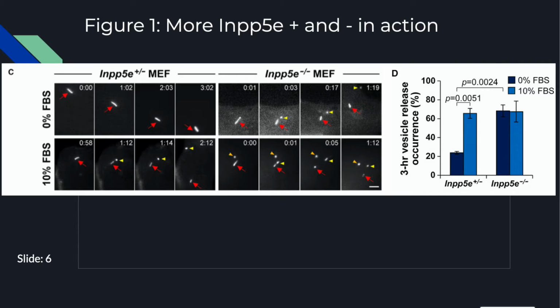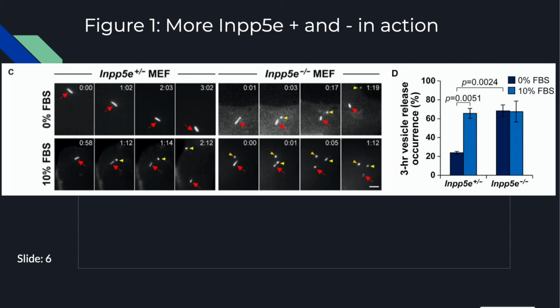As you can see in figures C and D, there's also 10% FBS added. This is a growth-stimulated culture. Inducing growth stimulation in non-mutant INPP5E caused a higher vesicle release of 65.5 plus or minus 5.3%, yet the loss of function mutant did not have any higher vesicle induction.